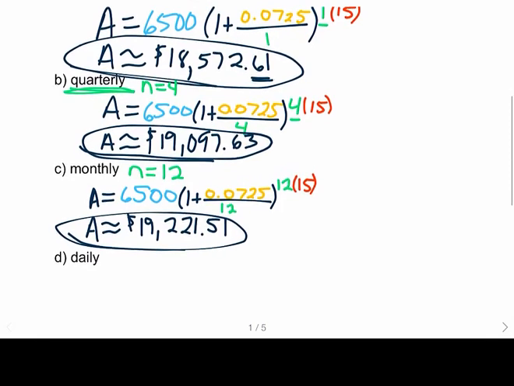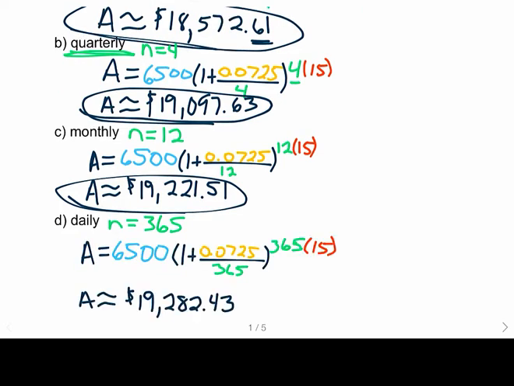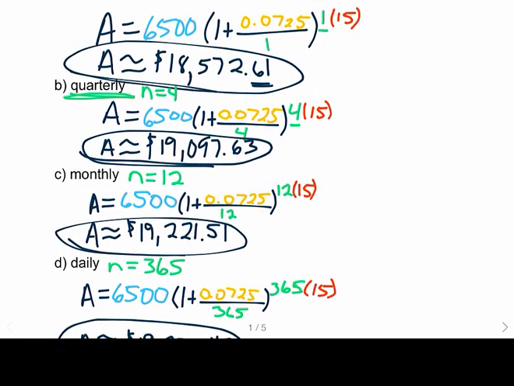Finally, what if this was compounded daily? So in this case, n is going to be 365 days. Sometimes they use 360 or something, but we're going to use 365. So go ahead and crunch the numbers. I'll spare you reading the whole thing. I'll just say we put 365 in place of n in the formula, and I got that the amount we have is approximately $19,282.43.